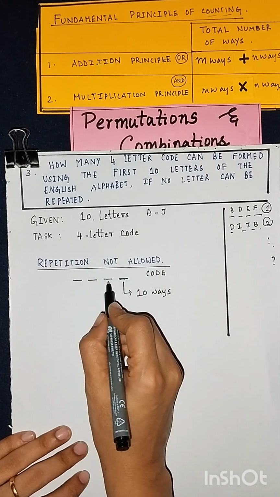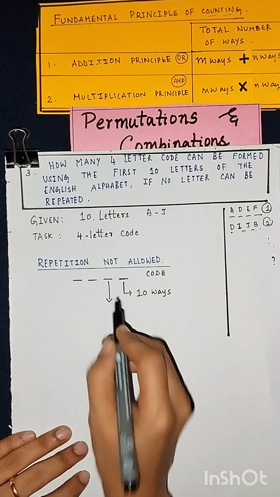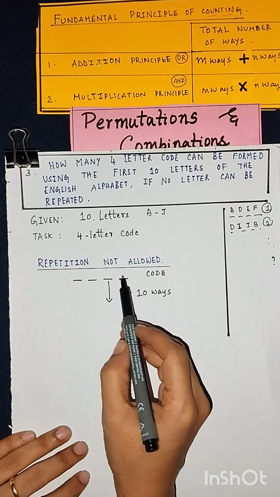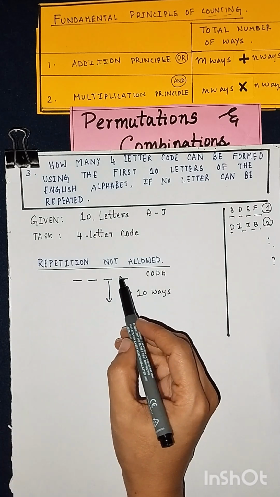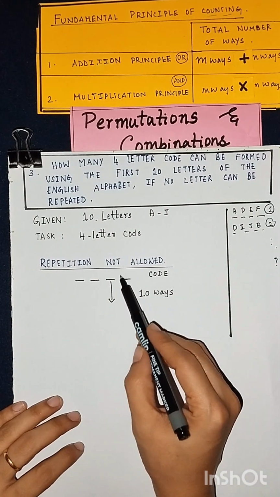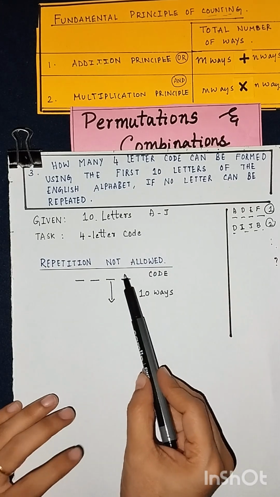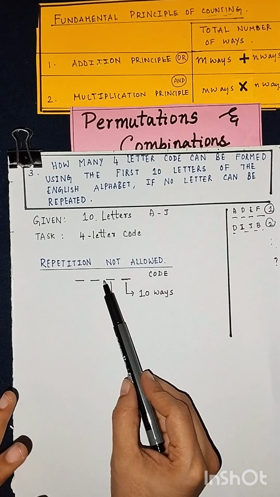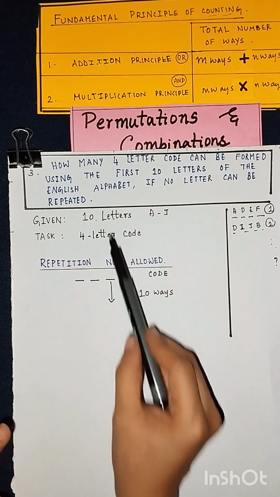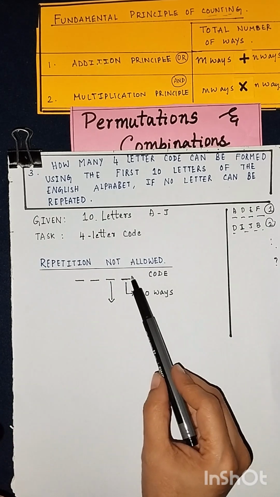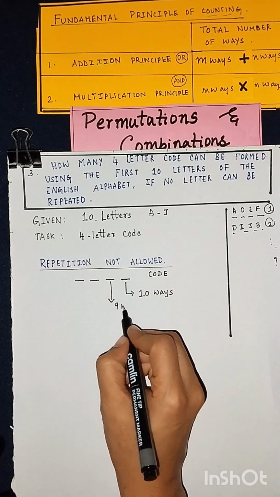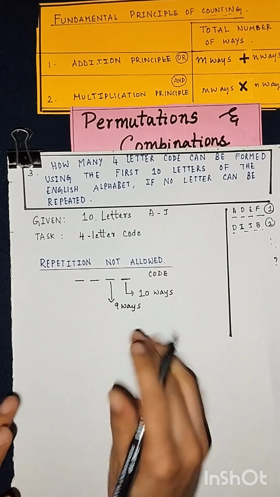Now what about this position, the next position? Since we have already utilized one letter, let us say I have used F here, now I cannot write F once again, right? So now I don't have 10 letters. I have only 9 letters left since I've already used this F here. So we have 9 letters to fill here, so we will write 9 ways.